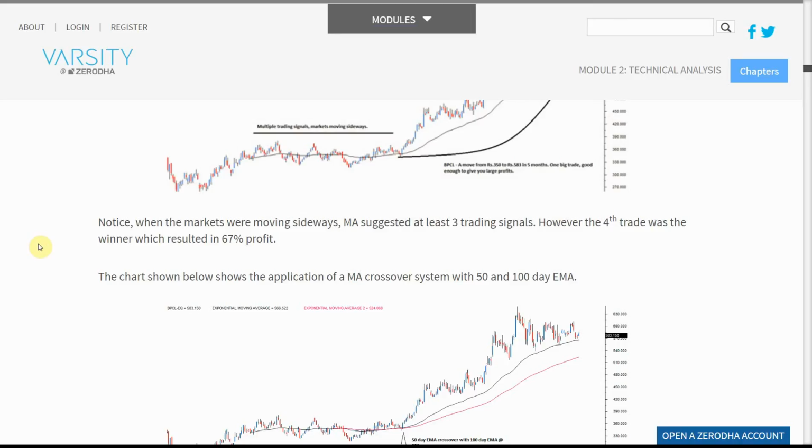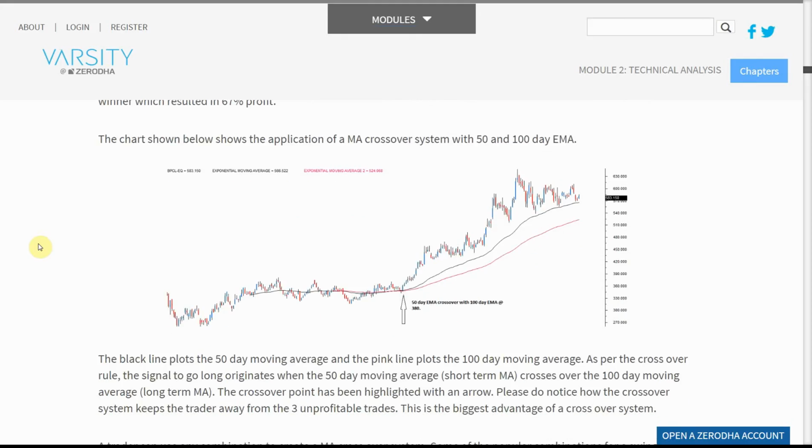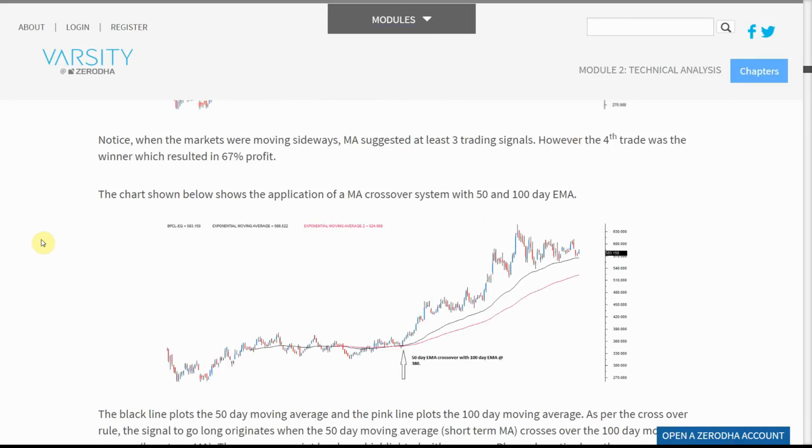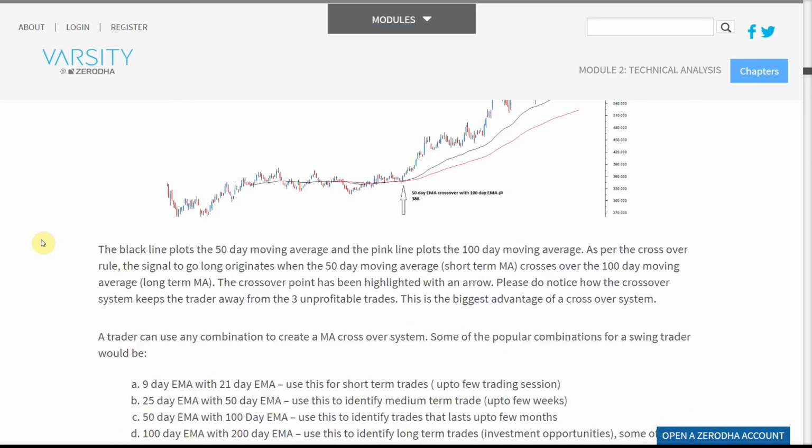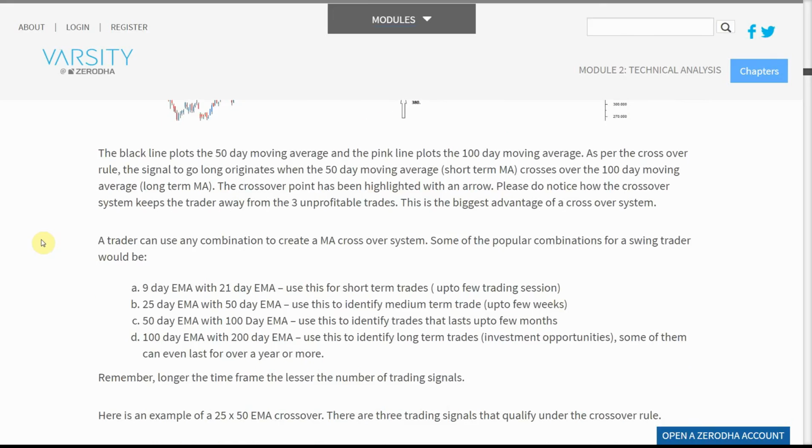The chart shown below shows the application of the MA crossover system with 50 and 100-day EMA. The black line plots the 50-day moving average and the pink line plots the 100-day moving average. As per the crossover rule, the signal to go long originates when the 50-day moving average, the short-term MA, crosses over the 100-day moving average, the long-term MA. The crossover point has been highlighted with an arrow.